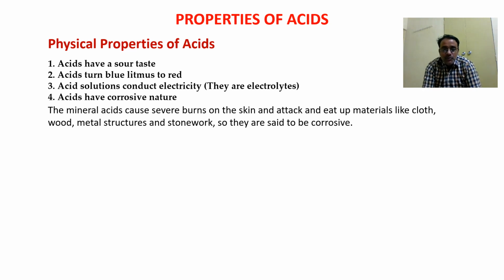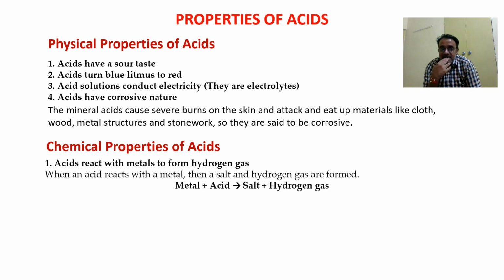Now let us move towards the chemical properties of acid. So first, we are going to discuss when acid reacts with metal. When acid reacts with metal, it will give hydrogen gas. So that is the first chemical property. Metal plus acid will give salt plus hydrogen gas. When an acid reacts with metal, we'll get salt and hydrogen gas.